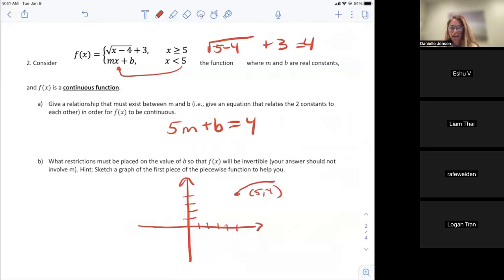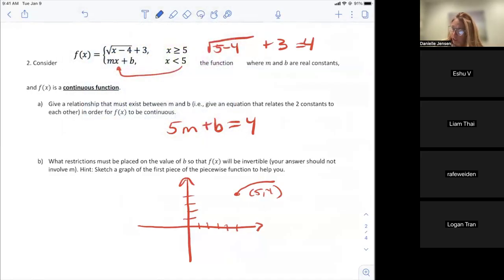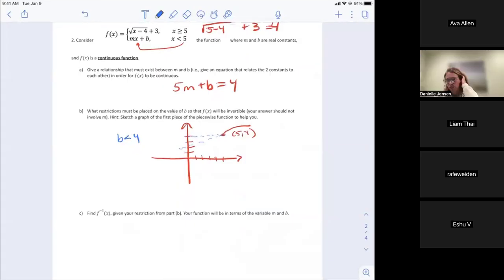So it looks like this. This is at (5, 4). And then I've got this line, and I'm asking you about the value of b, which is the y-intercept of the line. Remember what it means to be invertible: it passes the horizontal line test. So the y-intercept of the line, in order to pass that horizontal line test, has to be less than 4. That's what you wanted to say for part B. And then part C was just actually finding the inverse, which we already just talked about how to do.